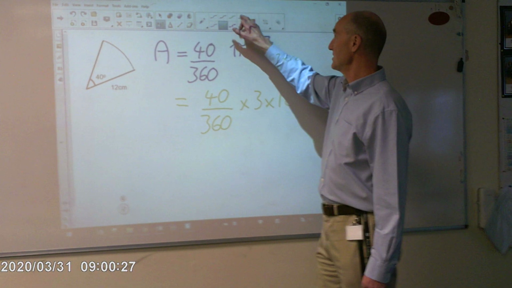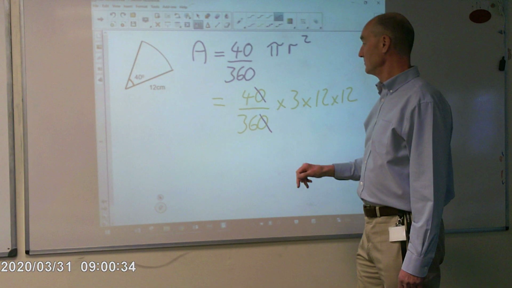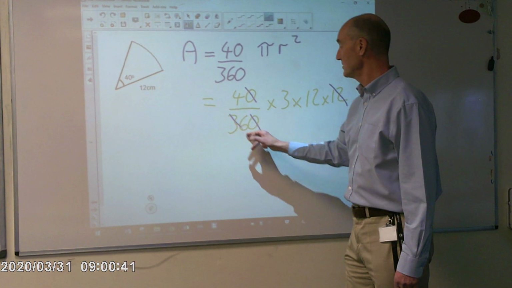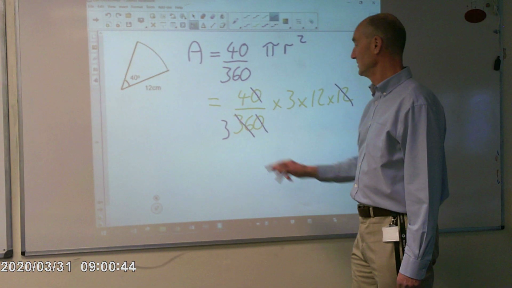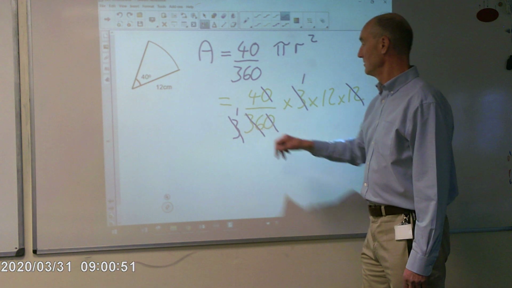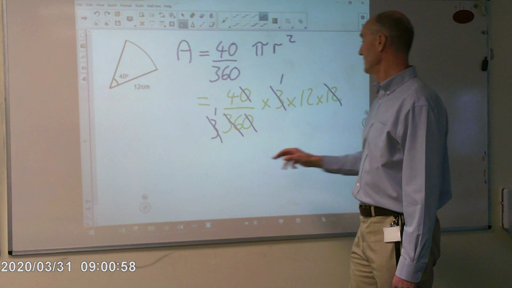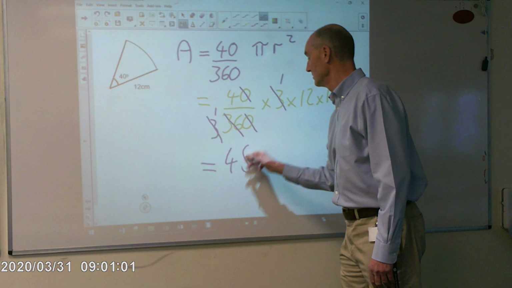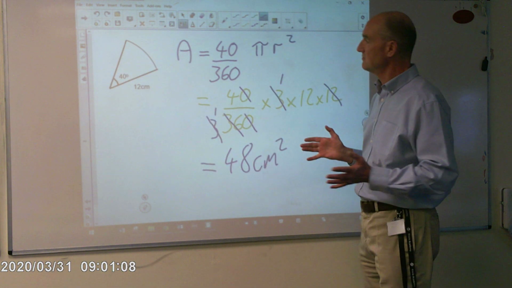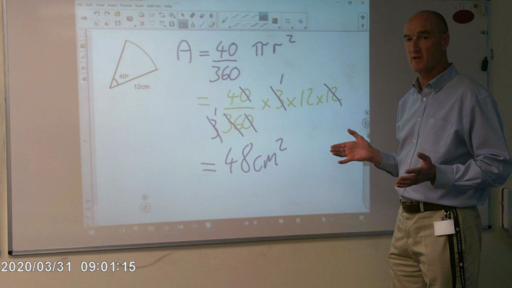Let's do some cancelling to try and make the calculation easy for ourselves, a 0 and a 0. Oh look, we've got 12 here. 12 goes into 12 once, 12 goes into 36 3 times. 3 goes into 3 once, 3 goes into 3 once. So we've got nothing left on the bottom at all now, just a 1. 4 times 1 times 12 gives me 48 centimetres squared. 12 centimetres by 12 centimetres, is that roughly? Yeah, that's not a bad result to get. I'm quite happy with that. That's in the right ballpark, right type of area for a result.